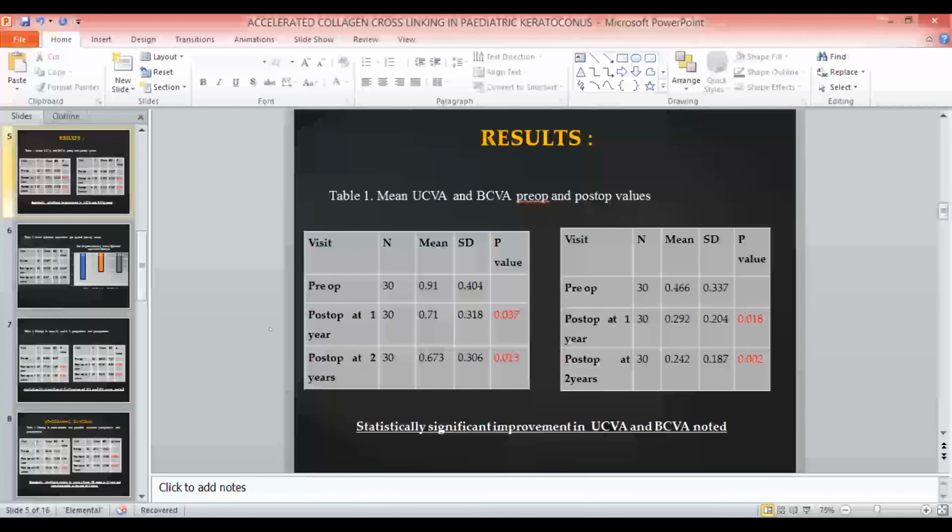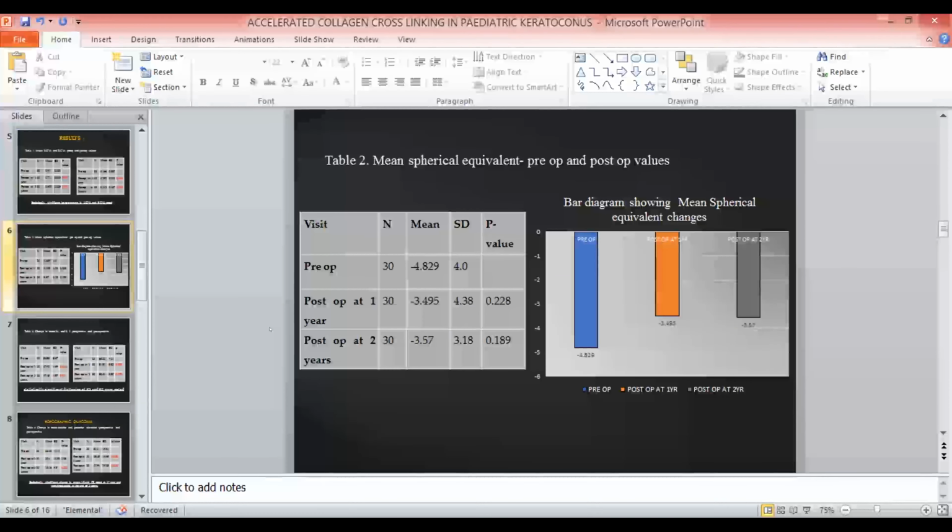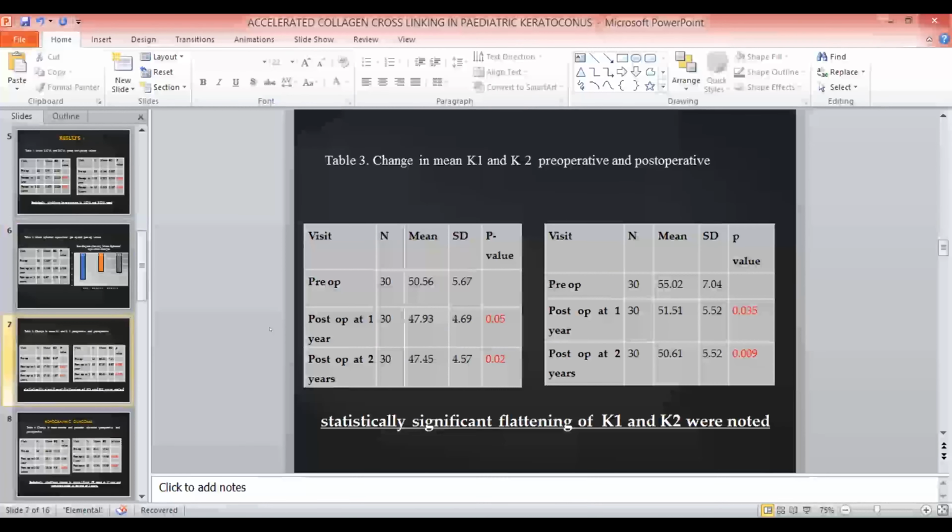Coming to the results, the mean uncorrected visual acuity and the best corrected visual acuity showed statistically significant improvement at the end of 1 year and remained stable at the end of 2 years as well. When we compared the mean spherical equivalent, the postoperative values at the first and second year showed mild improvement, but there was no statistically significant improvement. The mean K1 and K2 compared to preoperative showed statistically significant flattening at the end of 1 year and remained stable at the end of 2 years of follow-up.